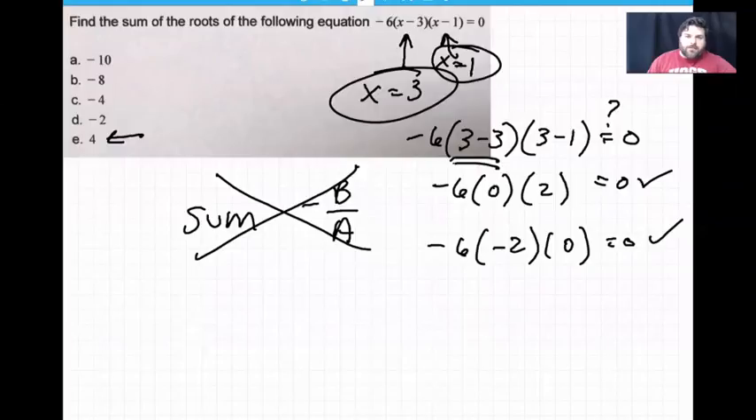You could graph this and see the roots, but it would just take too much time. I think you really want to be able to look at factored form and know the roots almost immediately. Okay, it's whatever numbers make the factors 0.